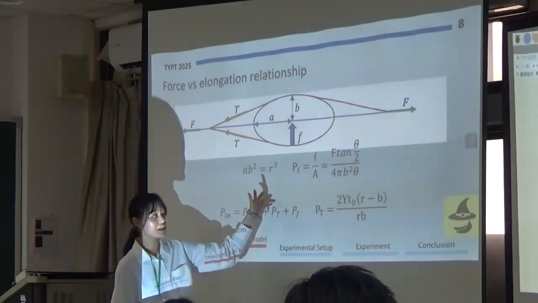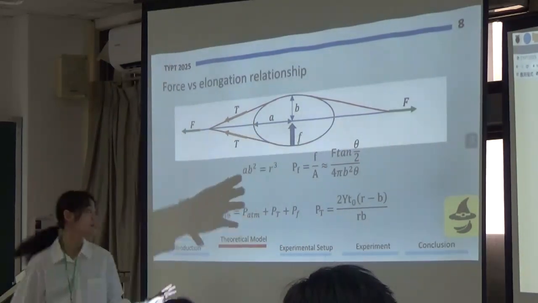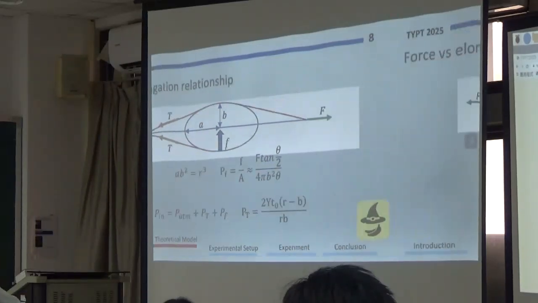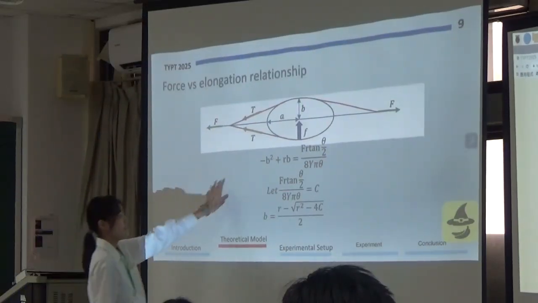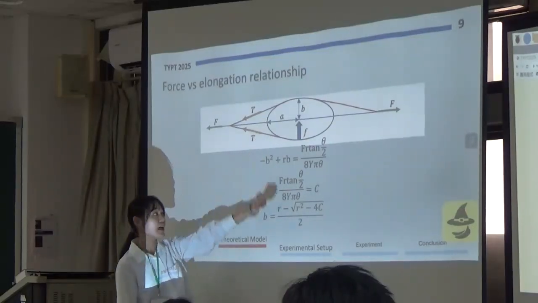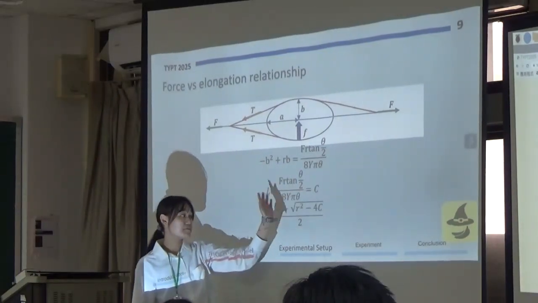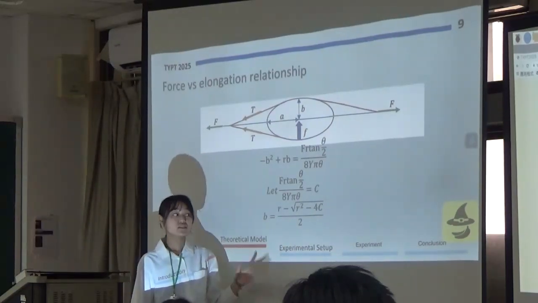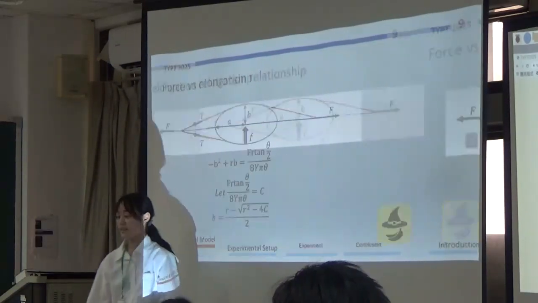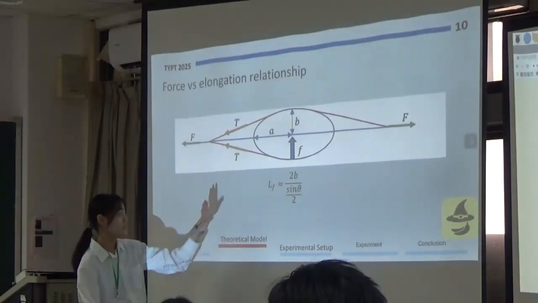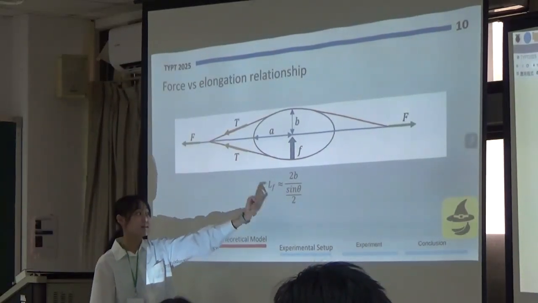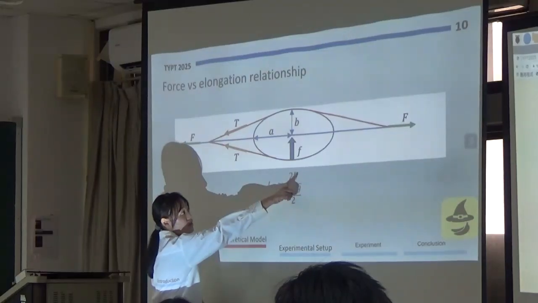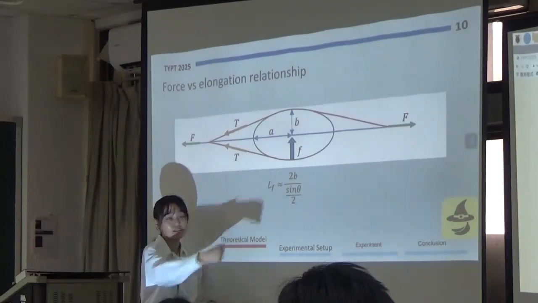From this formula, we can get this. This is the line of the balloon, and from calculation we can get this, which can be used later in the calculation. So this is the change of the length, and we know the amount of B, so it will be like this.